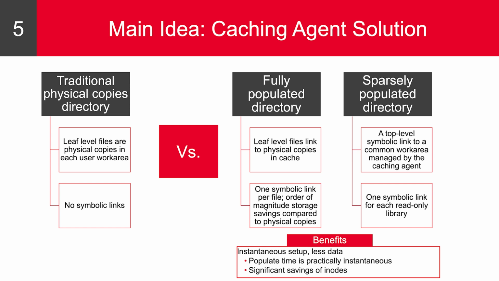So if you look at the traditional physical copies, you'll see that the leaf level files are physical copies. There are no symbolic links. You get to the fully populated directory, you'll see leaf level files being links to physical copies. And right there, what you will see is that there is one order of magnitude storage savings that you have achieved. But you get to the next level, you see the sparsely populated directory is just one symbolic link. So of course, you're saving a whole bunch of space there. And the benefits are obvious.